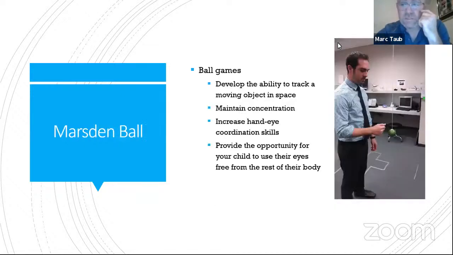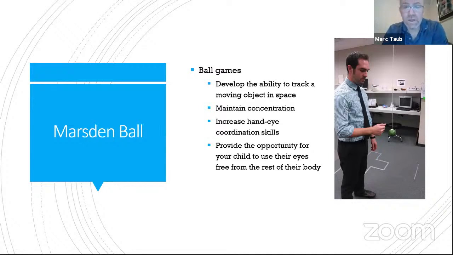So ball games. This is probably one of my most favorite activities. The kids and the patients love it. There's so much you can do with a Marsden ball. With ball games, we're trying to develop the ability to track a moving object in space. So in these ball games, we're trying to actually hit the ball. But in other games, later on, say you're using a walking rail, you're trying to avoid hitting the ball. So again, just like we started with eye control, we're trying to provide an opportunity for the patient to use their eyes free from the rest of their body.